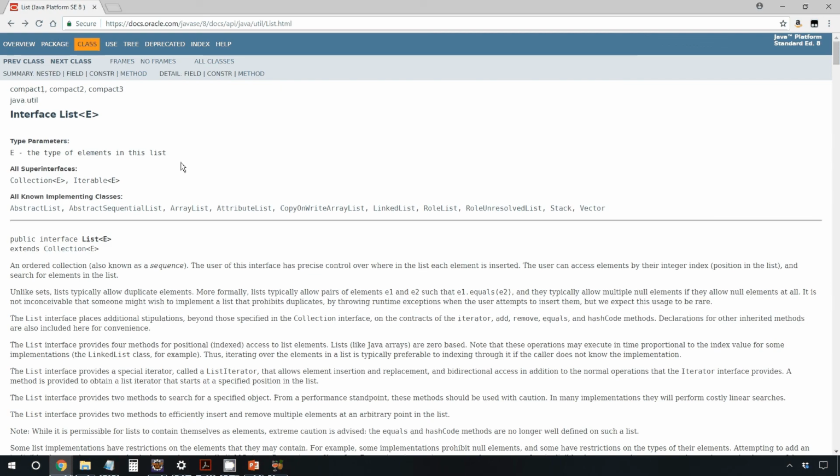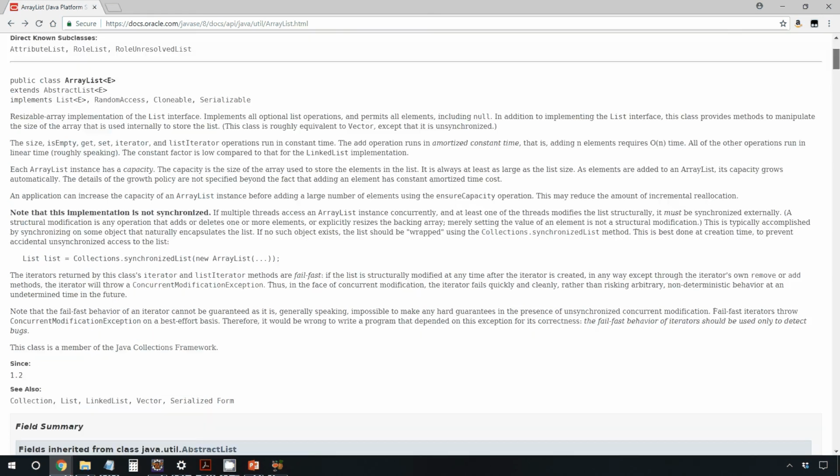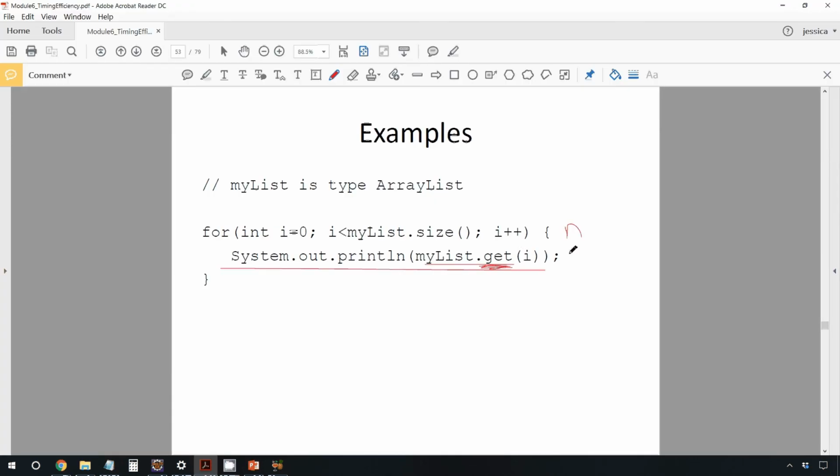Well, in order to know what this code is, I need to know the efficiency of the get method. So if I open up the ArrayList API page and I read this documentation at the beginning, it tells me that size, isEmpty, get, set, iterator, and listIterator run in constant time. Tells me a little bit about the add, and then it tells me that all the other operations run in linear time. So the one I care about right now is get, which runs in constant time. So that means this whole algorithm is going to be n times 1, which is just order n.